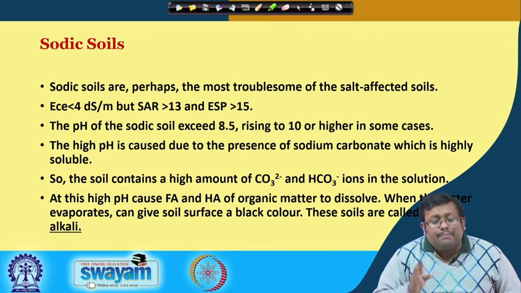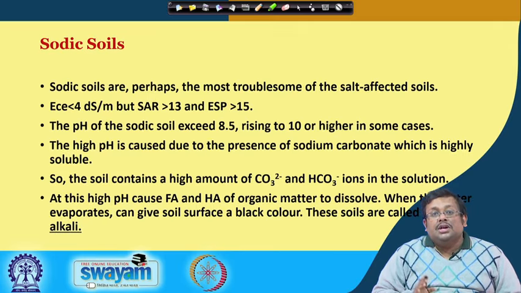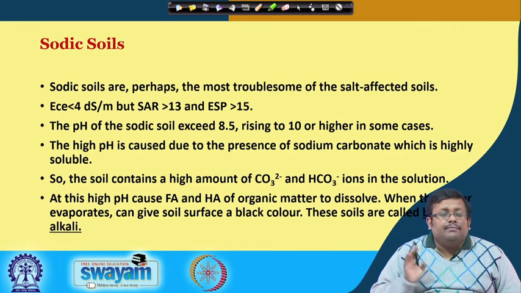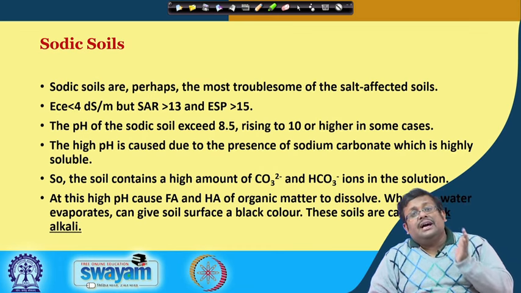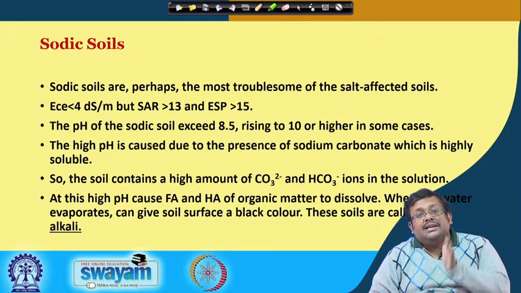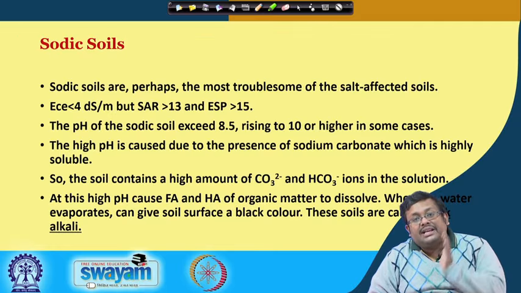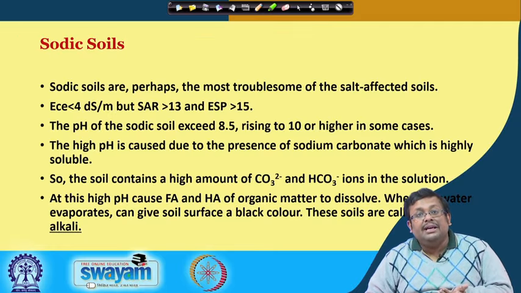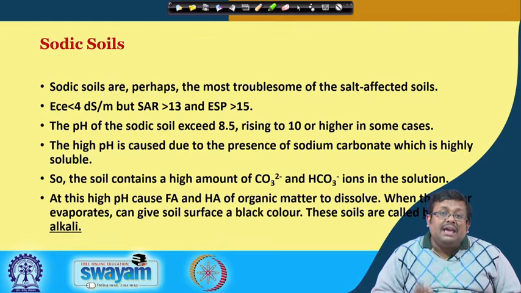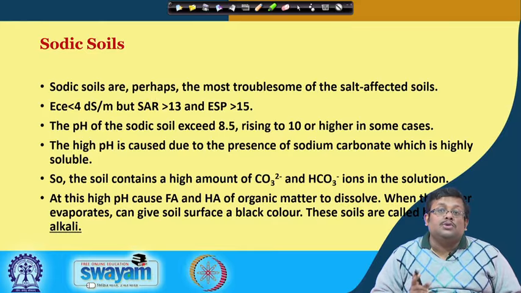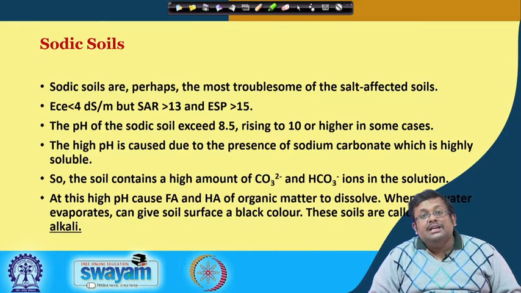Sodic soils are perhaps the most troublesome of the salt-affected soils. Basically the EC is less than 4 dS/m, but the SAR, that is the sodium adsorption ratio, is greater than 13 and ESP is greater than 15. The pH of sodic soil exceeds 8.5, rising to 10 or higher in some cases, and the high pH is caused by the presence of sodium carbonate, which is highly soluble.